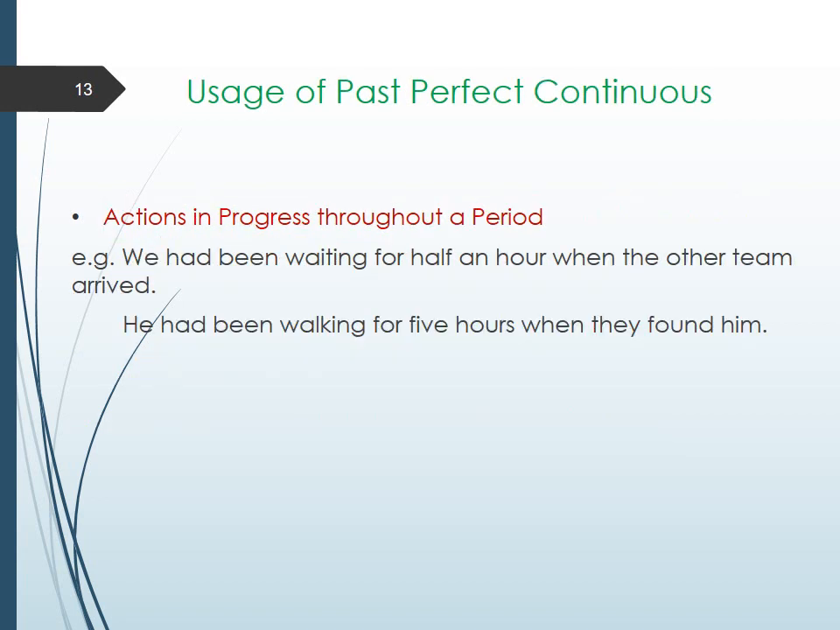Usage of past perfect continuous tense. It is used for actions in progress throughout a period. For example, we had been waiting for half an hour when the other team arrived. Or we can say, he had been walking for 5 hours when they found him.